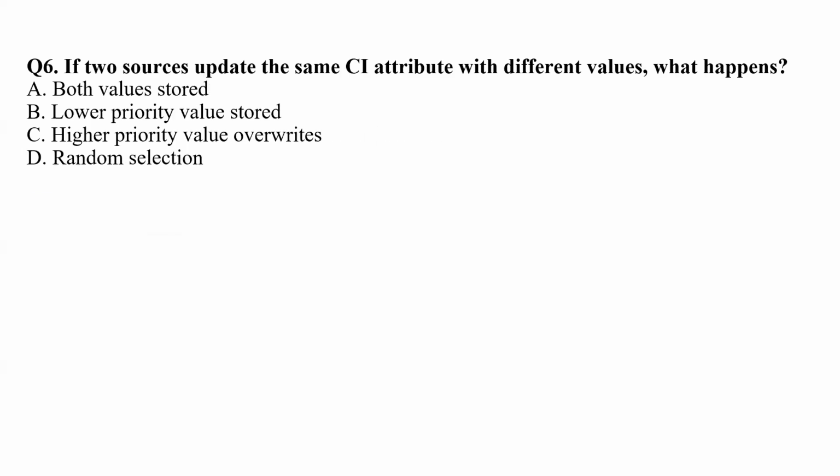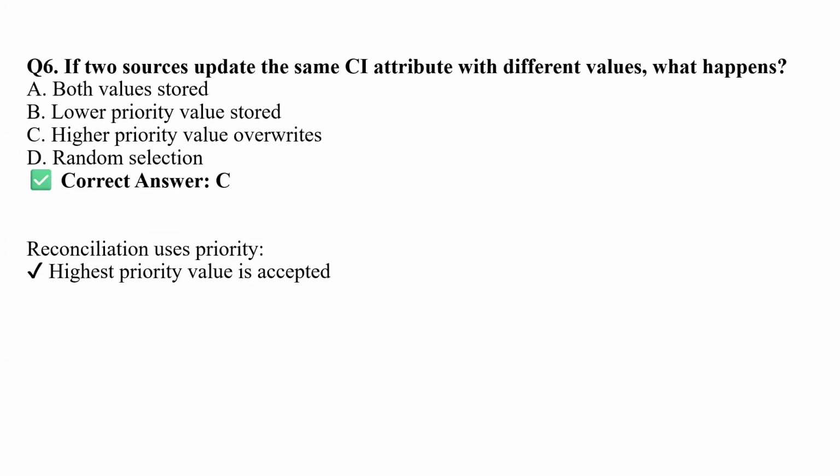If two sources update the same CI attribute with different values, what happens? Option A, both values stored. Option B, lower priority value stored. Option C, higher priority value overrides. Option D, random selection. So the correct answer is higher priority value overrides, because as we already discussed, the teacher gets more priority compared to the friend and student. So here the higher priority value overrides. Reconciliation uses priority. The highest priority value is accepted.